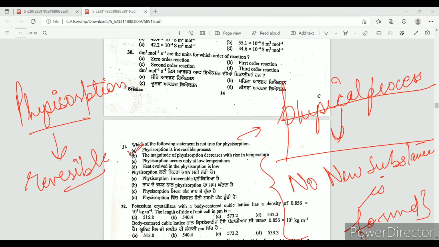But in the first statement itself, it is given that it is irreversible. So our incorrect statement is option number A. The rest of the statements are correct: the magnitude of physisorption decreases with rising temperature, physisorption occurs only at low temperature, and heat evolved in physisorption is low. All three statements are correct. The only incorrect statement is the first statement.